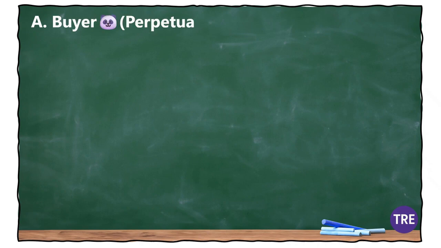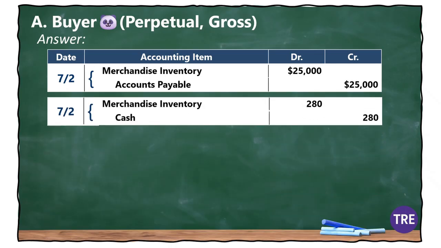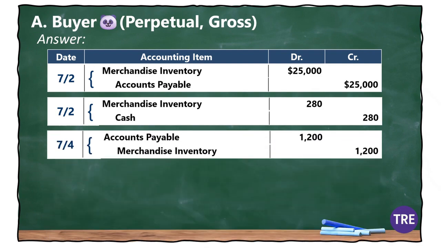Now let's look at the buyer's entries under the perpetual system and the gross method. On July 2nd, Panda Plaza purchases merchandise worth $25,000. We debit merchandise inventory and credit accounts payable. Also on July 2nd, Panda pays freight of $280. We add this cost to inventory with a debit and credit cash. On July 4th, Panda returns goods worth $1,200. This reduces accounts payable with a debit and reduces inventory with a credit.